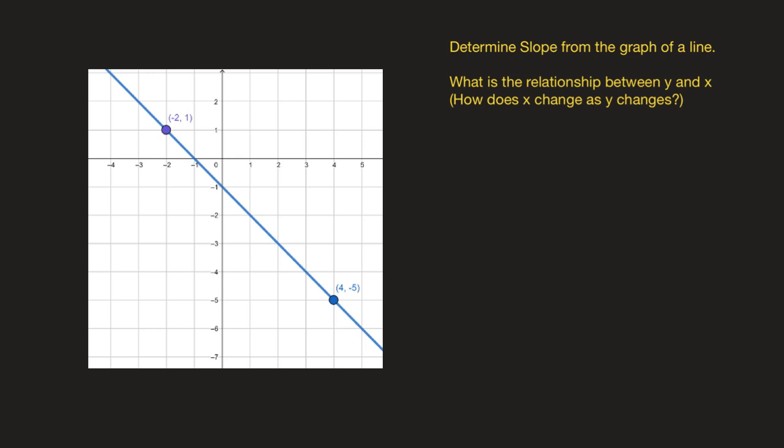First part of the assignment today. Okay, and I'm going to pass you out a handout here in just a minute, once we go over this. All right. First thing we're going to do is determine the slope from the graph of a line, from a picture.